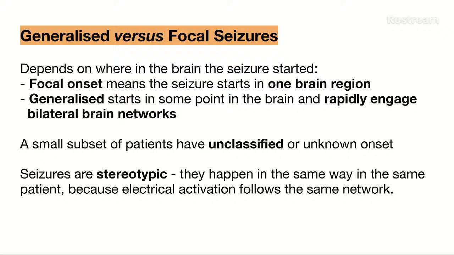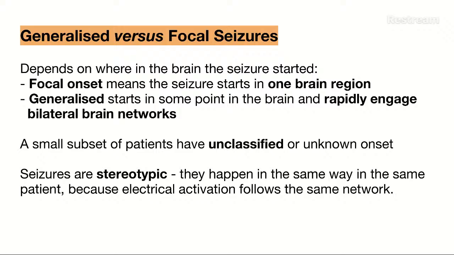Generalized seizures, on the other hand, involve bilateral brain networks from the outset. So in these seizures, both hemispheres are engaged almost immediately, and that's the distinction, really. Focal seizures can generalize in some cases, so it's important to be aware of that too. A small subset of patients will have an unclassified or unknown onset type.